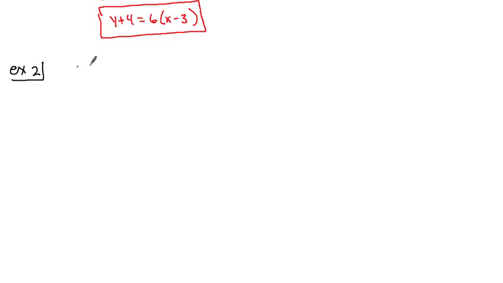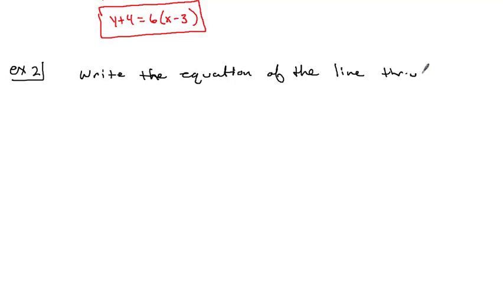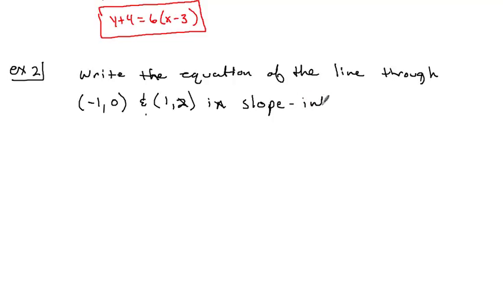All right, example 2. Write the equation of the line through 2 points here, (-1, 0) and (1, 2), in slope-intercept form.